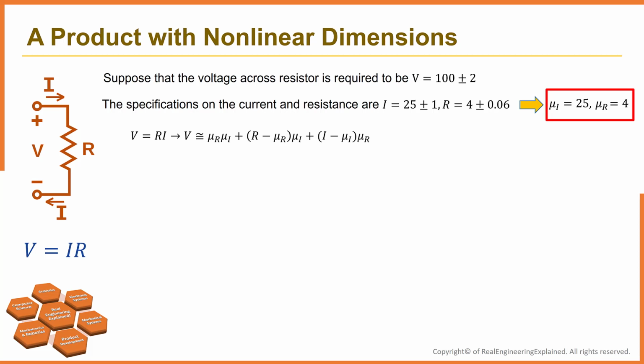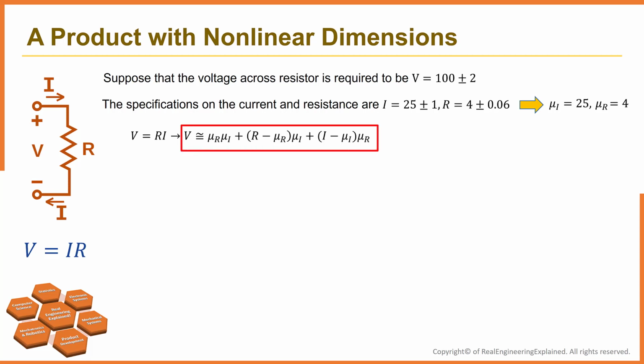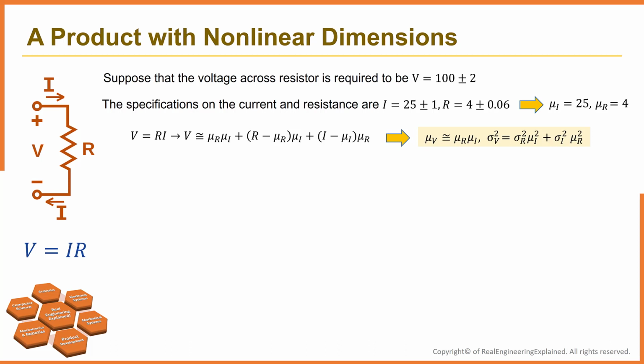We know the relation between voltage, current and resistance is V equals RI, which is a nonlinear combination. It's a multiplication of two variables. We can approximate the nonlinear function V equals RI by a linear function in the region of interest using a Taylor series. From this equation, we can find the mean of voltage, which is the first term, and the variance of voltage.